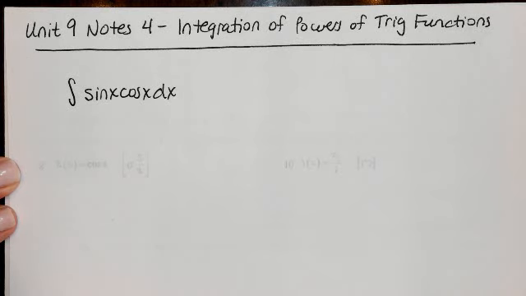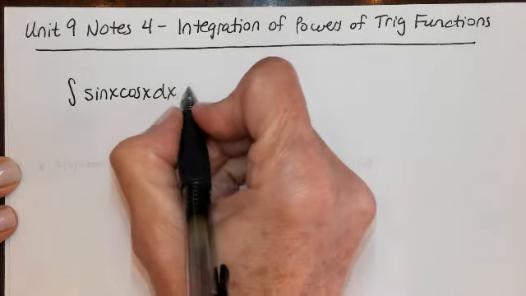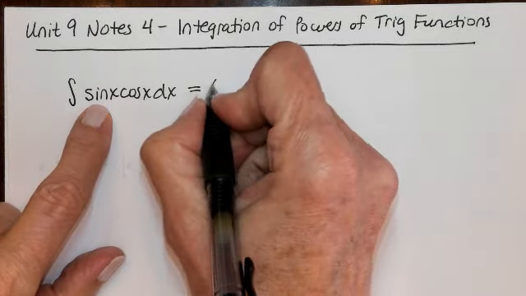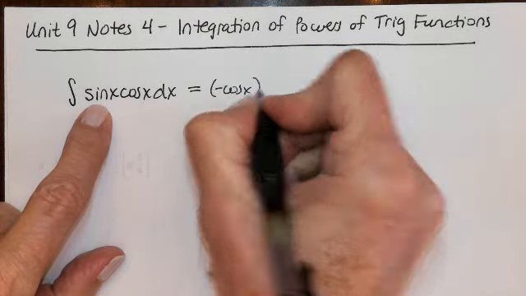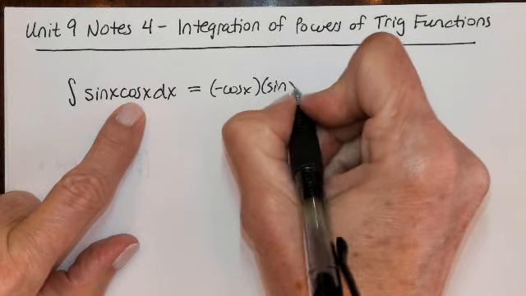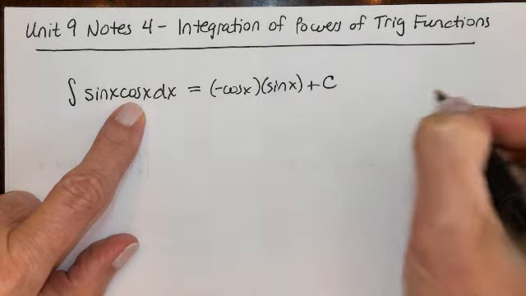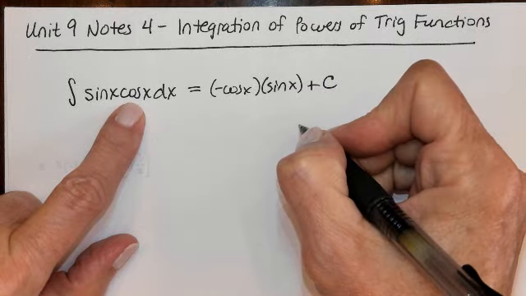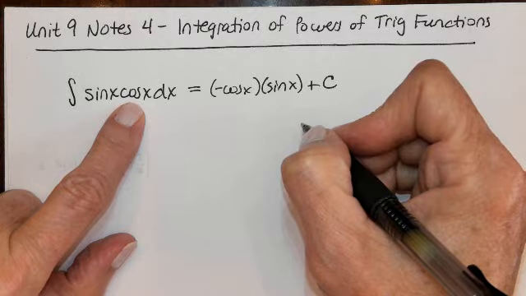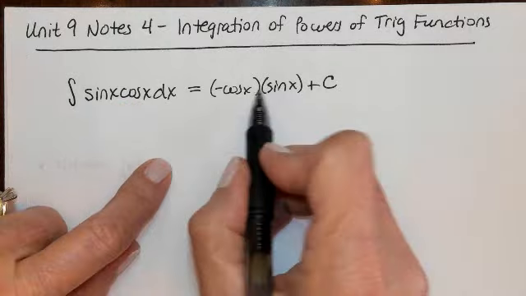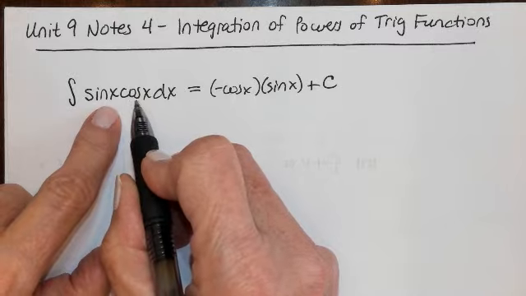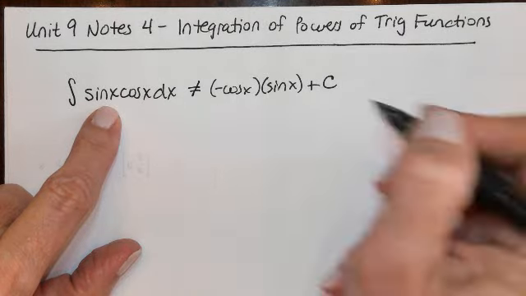Okay, here's what they like to do. They like to say, oh, this is just the antiderivative of sine, which is negative cosine, times the antiderivative of cosine, which is sine. That was easy. I'll put a plus c and we're done. Well, that's just not true, because if we take the derivative of this, we do not get back that. So this is not true.